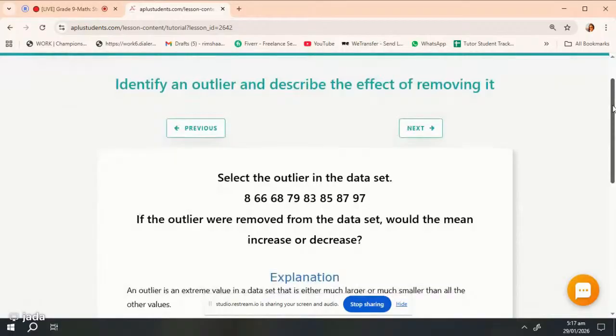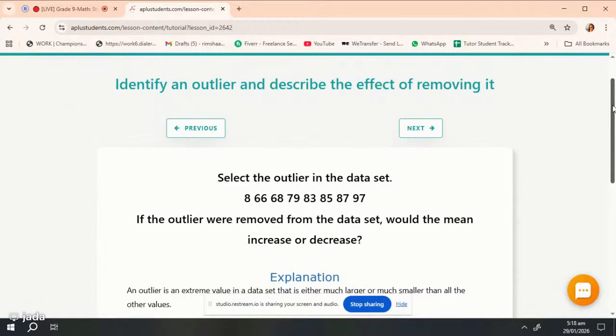Let's start the first question, that is identify and describe the effects of removing it. So here is the first question that says select an outlier in the data set. First of all, we discuss what is basically the meaning of the outlier and then how do we remove it, okay? So what is basically the outlier and how to remove it? Look at the data that is given, which is 68, 79, 83, 70, 85, 87, 97, and so on. If an outlier were removed from the data set, would the mean increase or decrease?